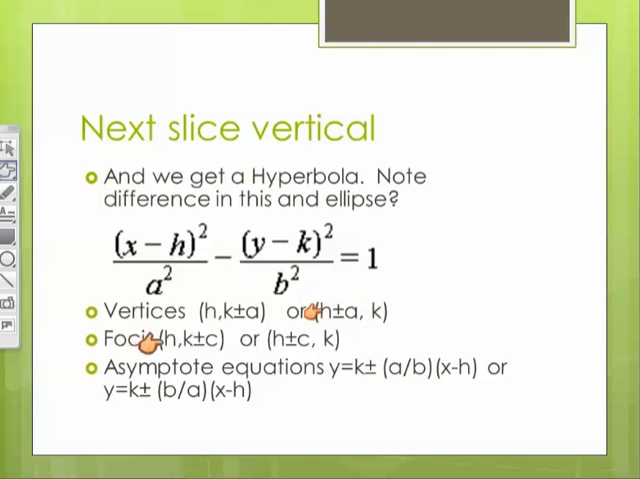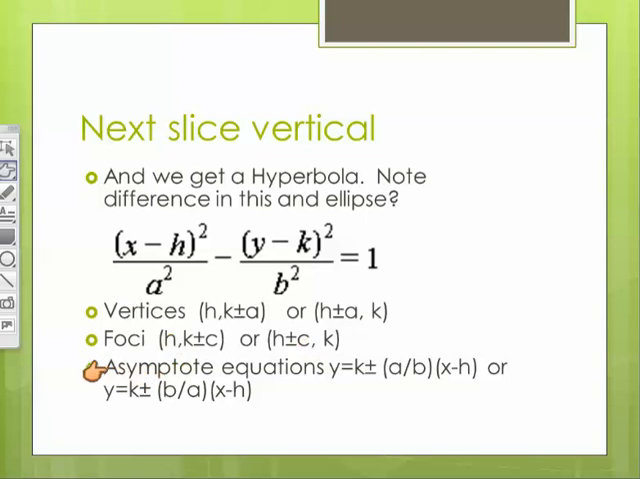Your foci are going to be located at h plus or minus c. How do we find c again? a squared plus b squared equals c squared. Add these two together, find the square root of it, and that'll be your c. So the foci are at h plus or minus c, comma k. Those are going to be your foci.